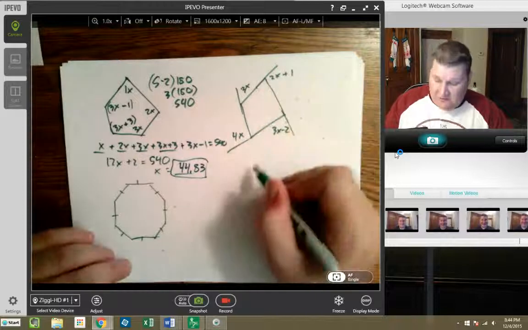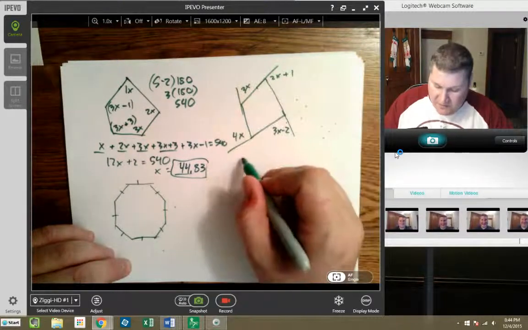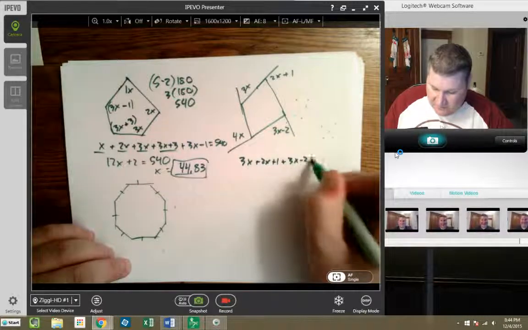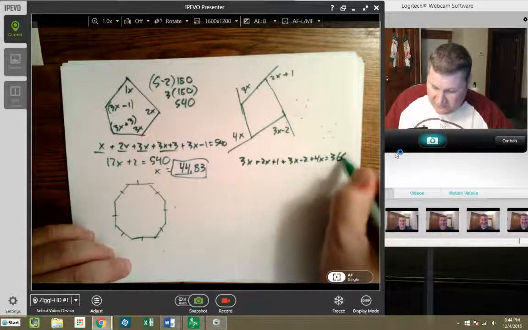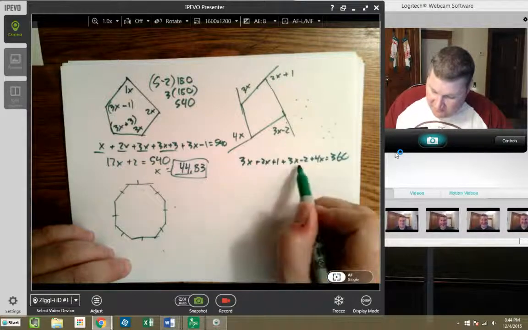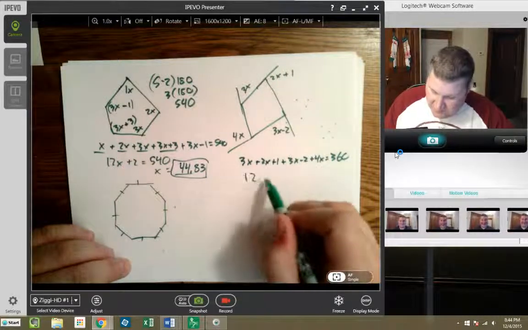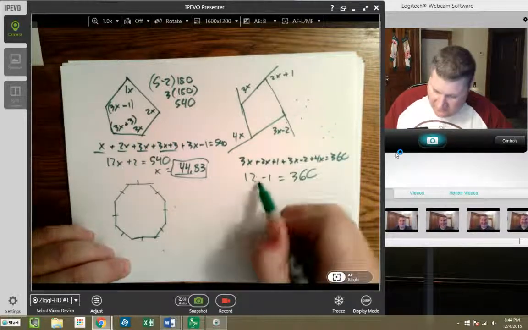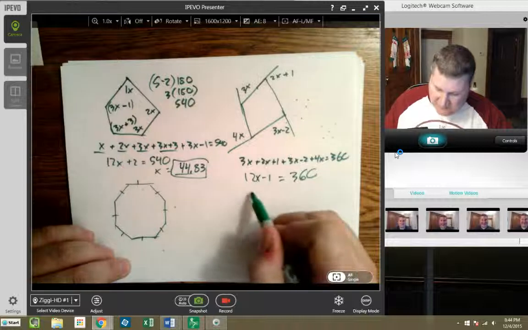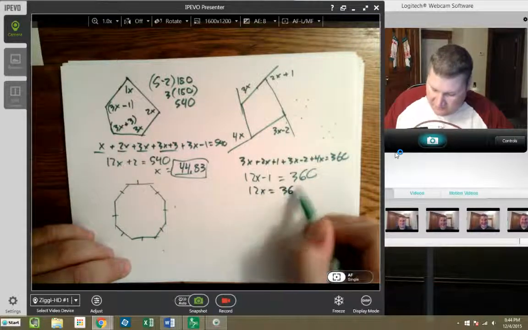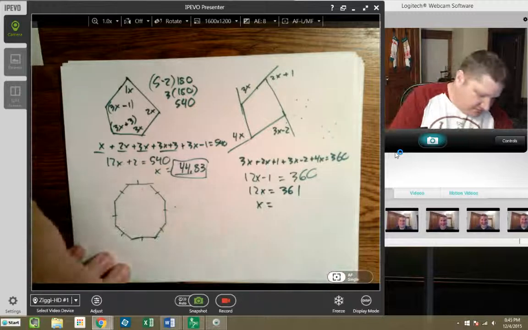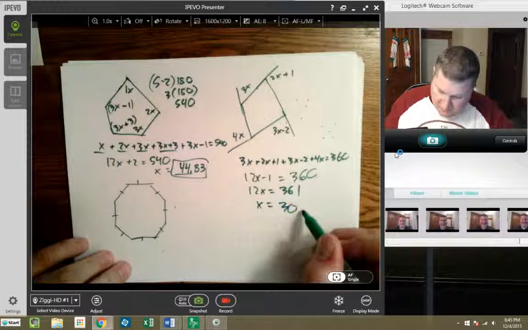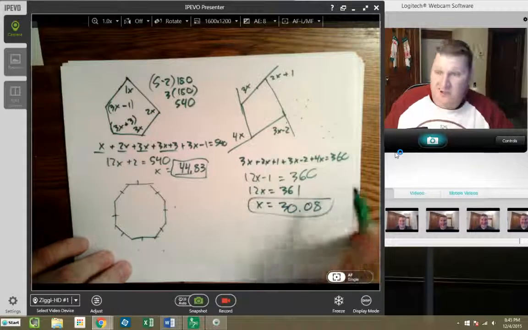In this case, it's out of 360 because these are exterior. So 3x plus 2x plus 1 plus 3x minus 2 plus 4x equals 360. And I come up with 6, I come up with 10, I come up with 12, minus 1 equals 360. So 12x minus 1 equals 360. So 12x equals 361, and x equals 361 divided by 12. Answer is 30.08. And there you go.